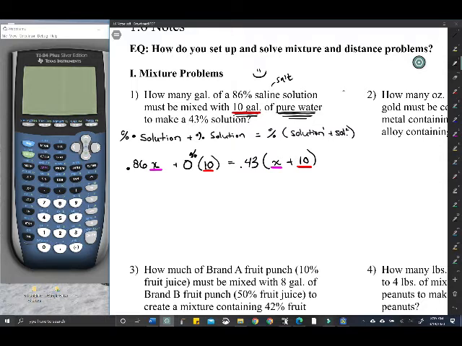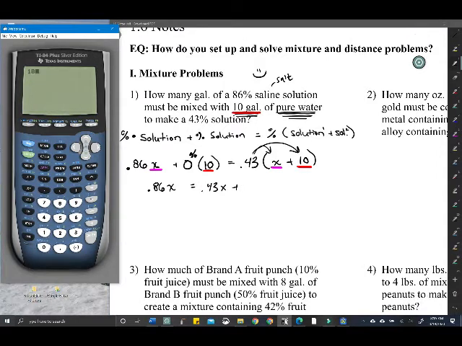Once we set it up, and I'm going to help you with setting things up, from there it's really just distributing and solving. So 0.86 times x, we're just going to leave it there. 0% times 10, really, that's just going to cancel out. So it's 0.86x is equal to, here's our distributive property, 0.43 times x plus 10 times 0.43. You might not need your calculator, but if you do, that's just 4.3.